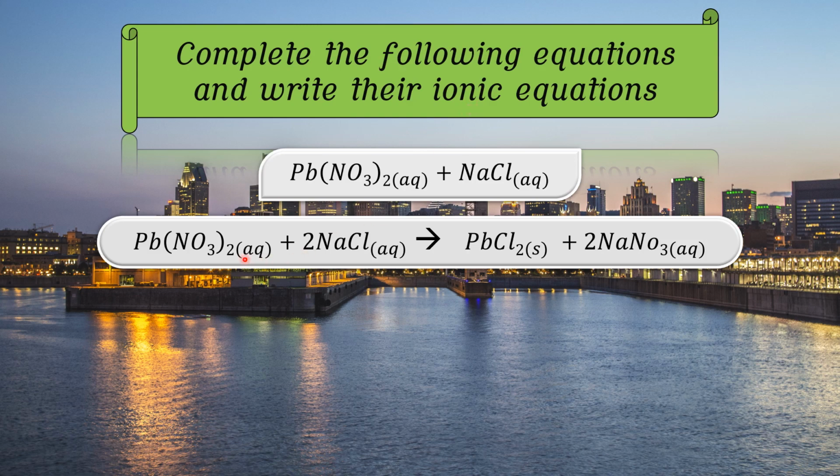Remember, we said that all the aqueous, we are going to get ions from the aqueous solution. Only the solids, the liquids, and the gases are the ones that do not give us ions. But the aqueous solution, all of them will give us ions.